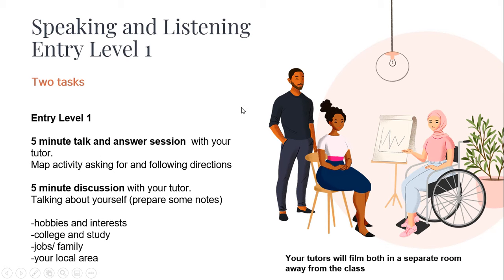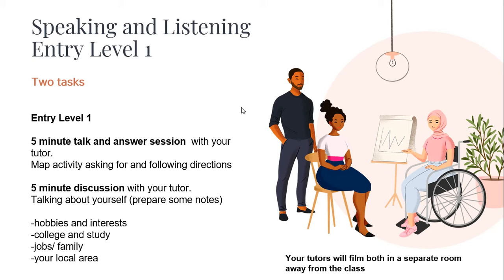We're just going to run through now very briefly what it is you are expected to do at the different levels, because we've got a mixture of levels across the college. At entry level 1, your speaking and listening assessments comprise of 2 tasks. The first task lasts around 5 minutes and it is a one-to-one activity with your tutor where you will ask some questions and follow some directions that you are given using a map, and you'll be tested on your ability to ask and answer questions.